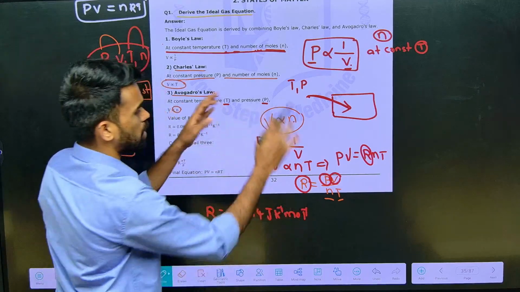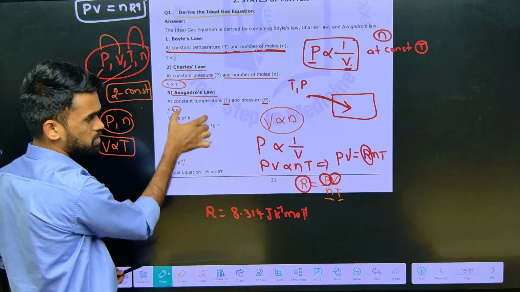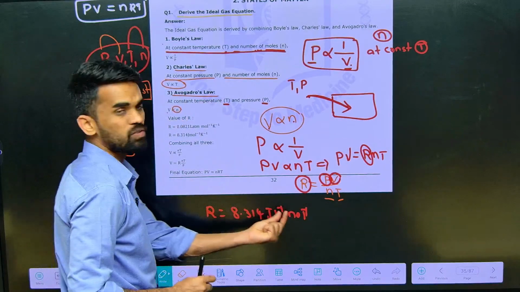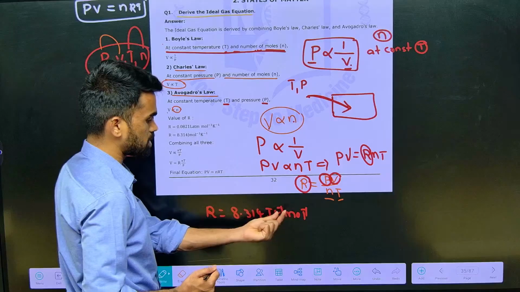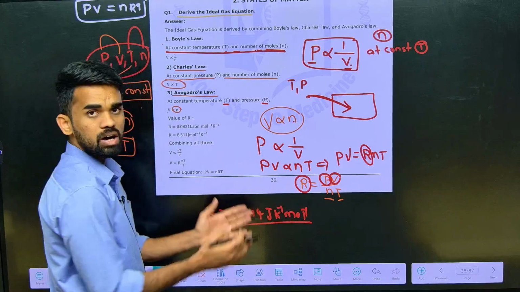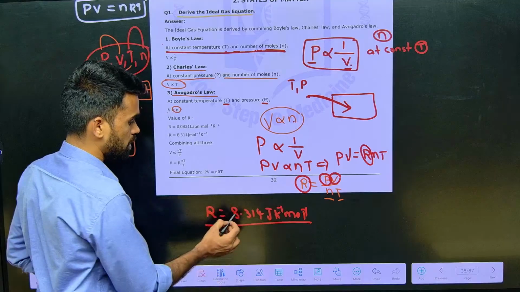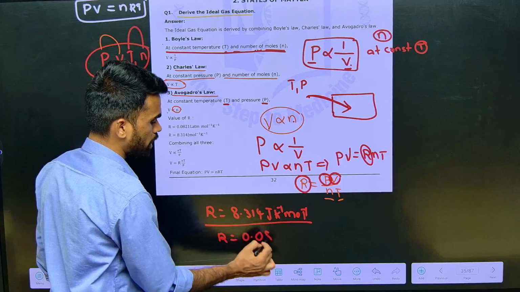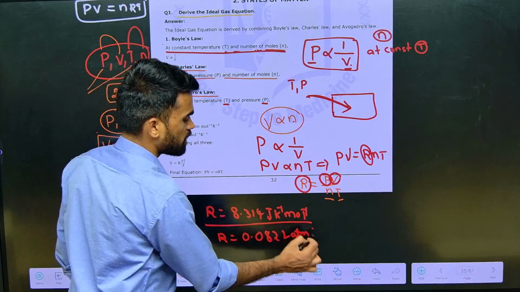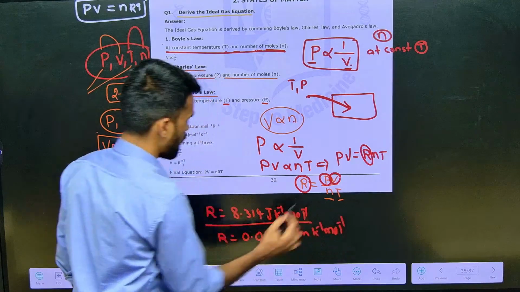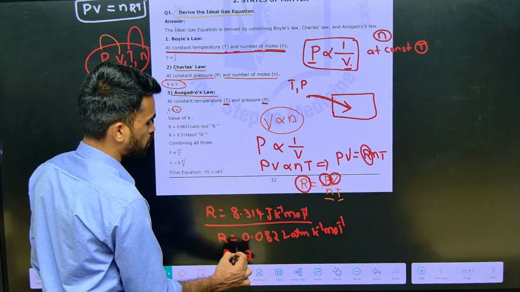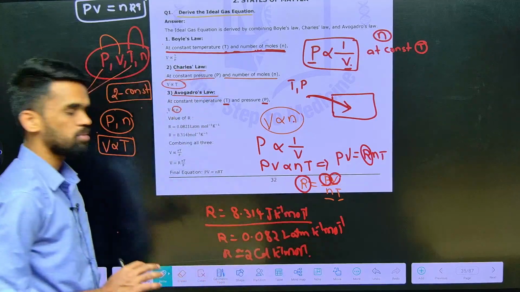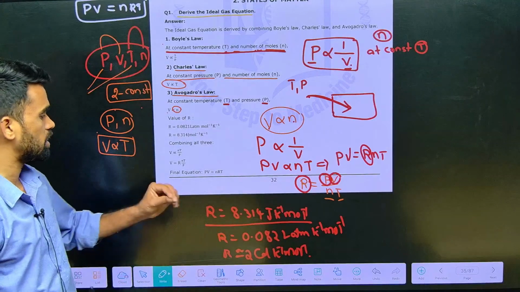You do not need to derive all those things, you just need to write the steps. Finally you need to represent that PV equals nRT and mention the R value. R is called the universal gas constant and has different values with different units. R equals 8.314 joule Kelvin inverse mole inverse, or R equals 0.082 liter atm Kelvin inverse mole inverse, or in calories R is approximately 2 calorie per Kelvin per mole. These are the units to be mentioned. If you mention at least any one, it's really good.